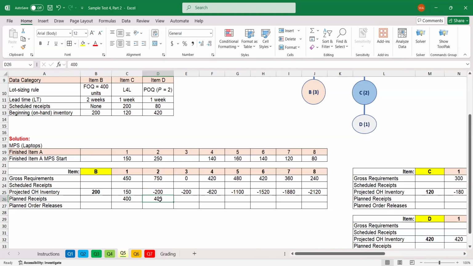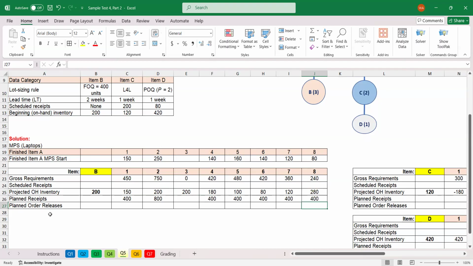So we're going to order a multiple of 400, which would be 800 units. And that gets us into positive territory here. Scroll down further, it's C, we need another 400 here. We need another 400 here. We need another 400 here. Another 400 here. And finally, another 400 units here.